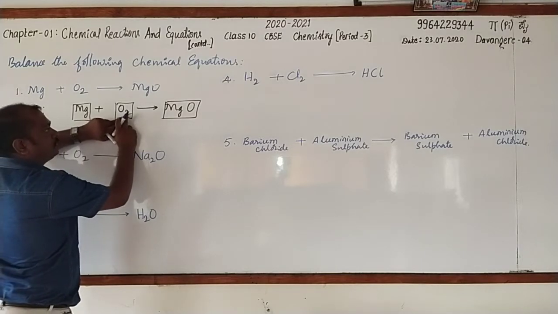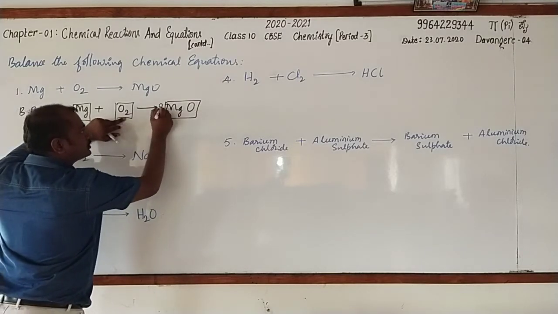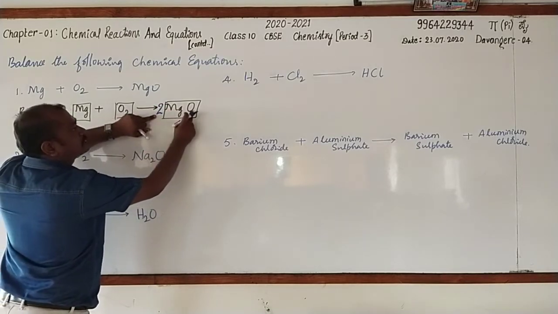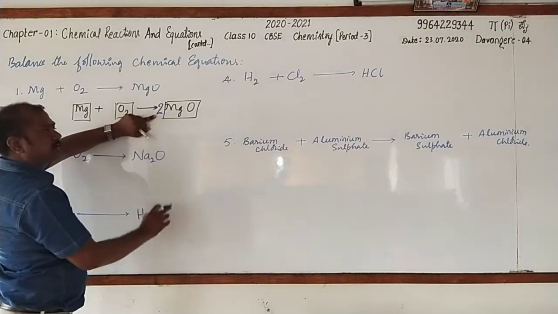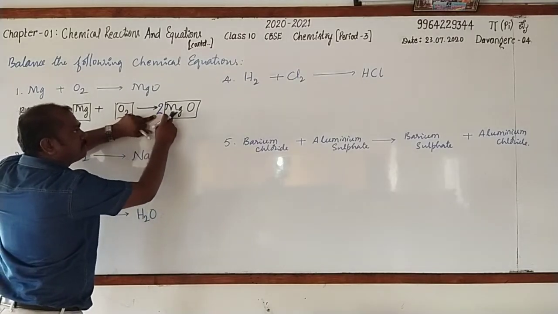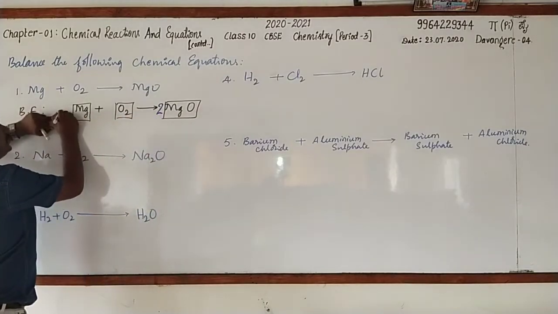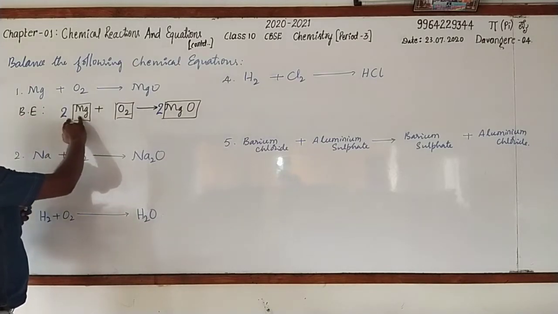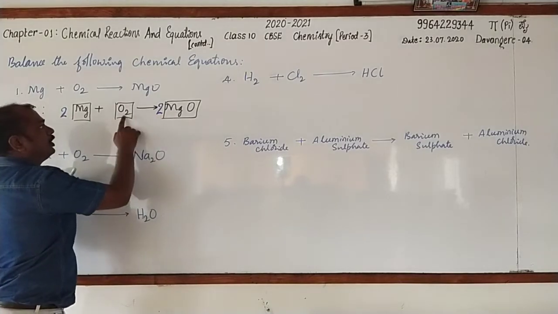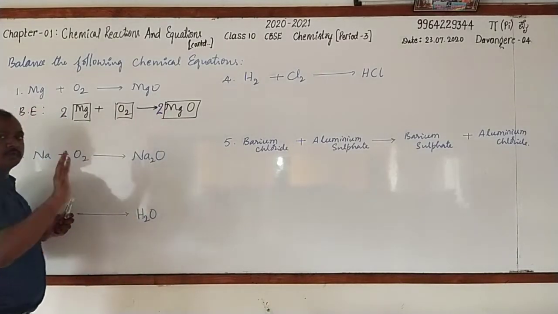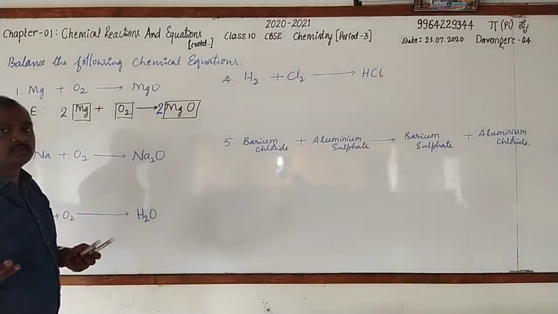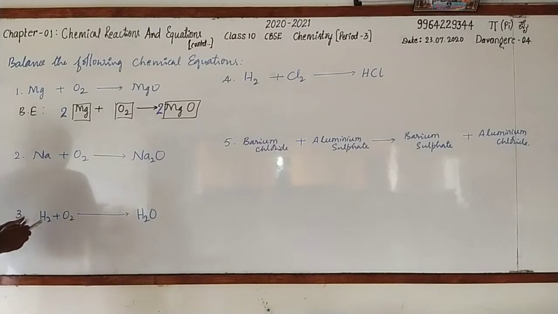That is oxygen: 2 is there, here is 1, hence you should multiply by 2. Observe, 2 atoms of oxygen, 2 atoms of oxygen. Oxygen is balanced. What about magnesium? 2 atoms of magnesium, here only 1, hence it should be multiplied by 2. Now count it. 2 atoms of magnesium, 2 atoms of magnesium, 2 atoms of oxygen, 2 atoms of oxygen. So the equation is balanced. Don't you think that it is simple? Yes. Now I'll take one more. It is also very simple.